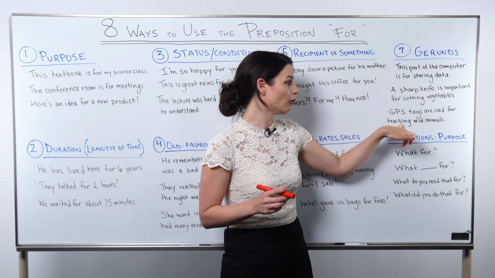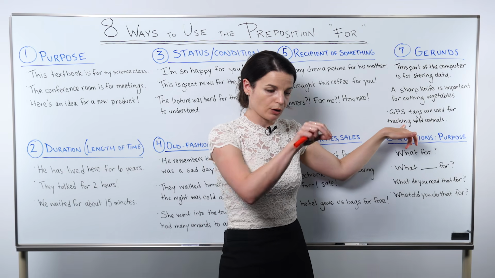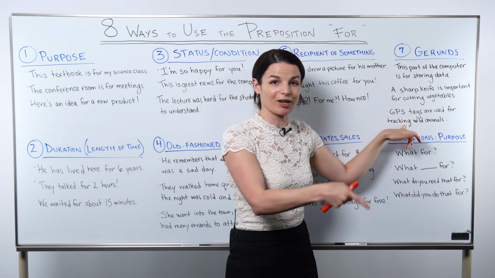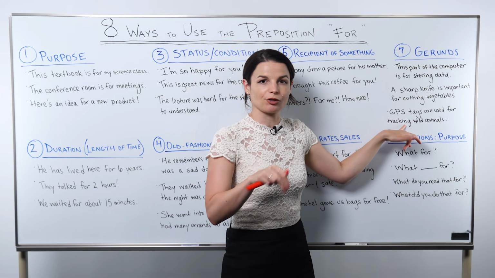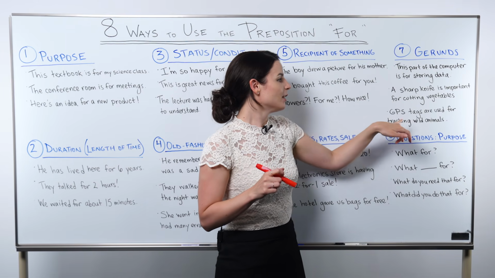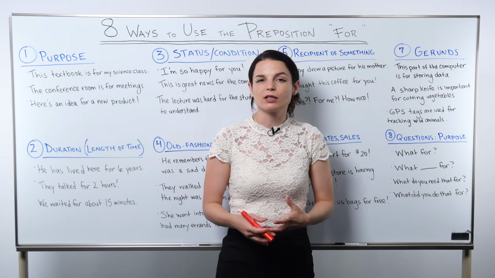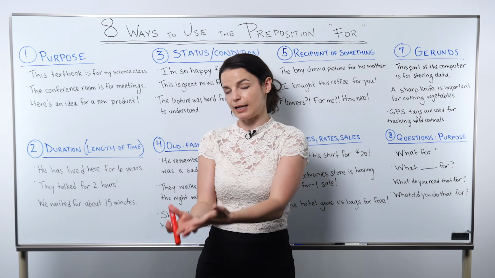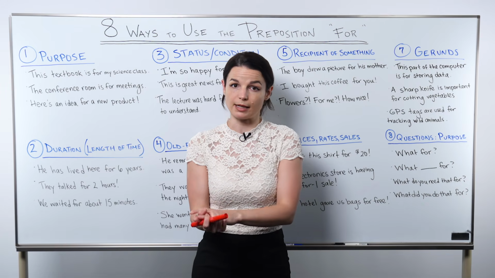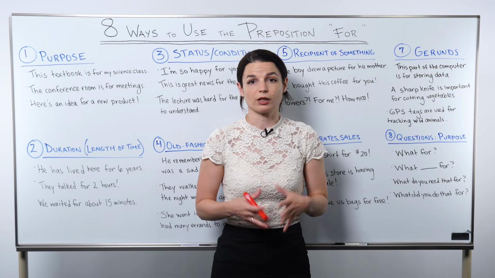Here's tracking, for tracking. So tracking, to track something, means to regularly check the position of something. Like on your phone, right? You can do GPS tracking of your position, hopefully at any time. So GPS tags are used for tracking wild animals. Again, we have this feeling that someone is explaining something new to us with this sentence. So this is one very, very common use of for.